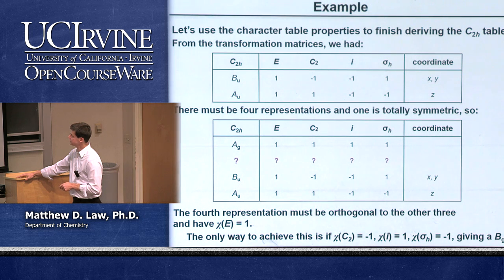These last 2 are negative. So I bet you this one has to have a negative in the first and a negative in the third and a positive in the second. And that's going to give us a totally orthogonal irreducible representation. And so that's what's shown here.